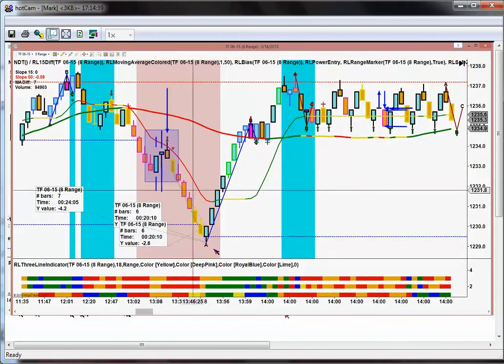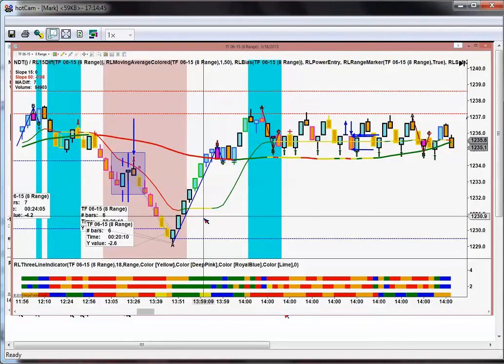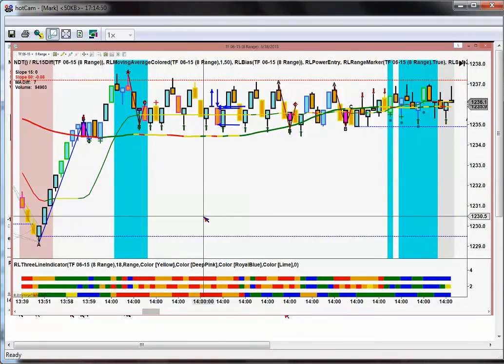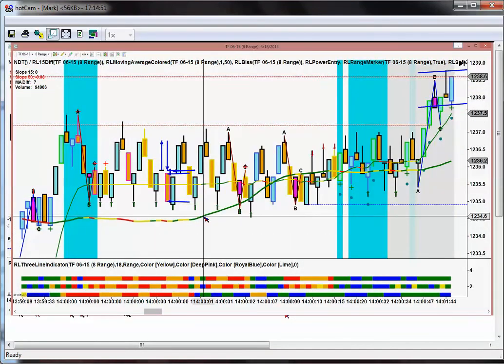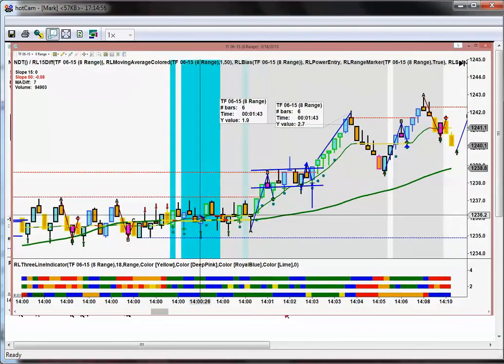Now, if you get this on 3 contracts, we take one off at 6, one off at 11, and one off at 30. That's just under a $500 trade. You're done for the day. Now, I'm just going to show you one more, and then I'll see if there are any questions.